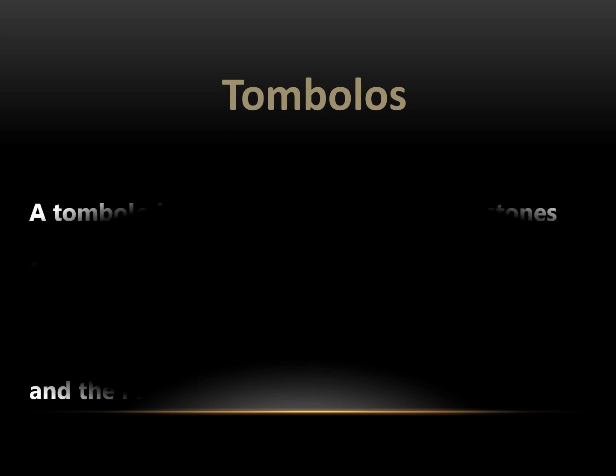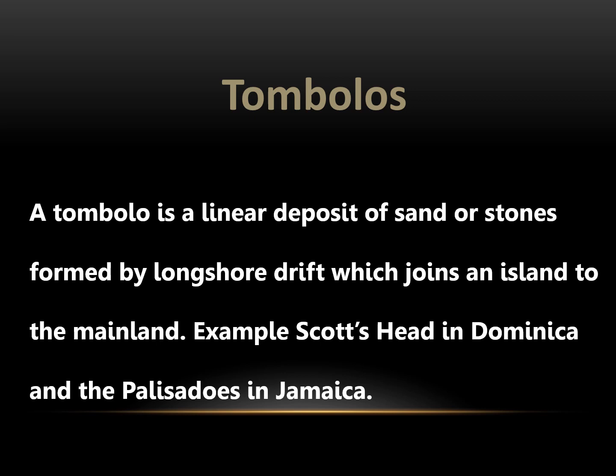Tombolos. Now, a tombolo is formed when a spit connects the mainland to an island. So that spit is no longer called a spit, it is now called a tombolo because it is now connecting the mainland to the island. All right. And one good example of this is Scott's Head in Dominica. We can also add the Palisadoes in Jamaica as well.